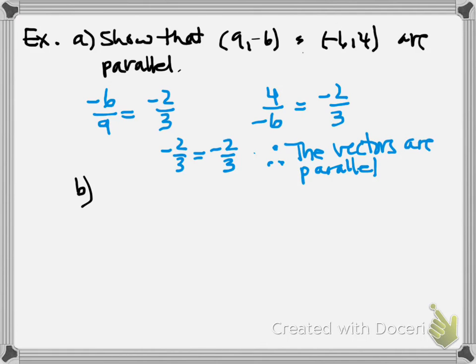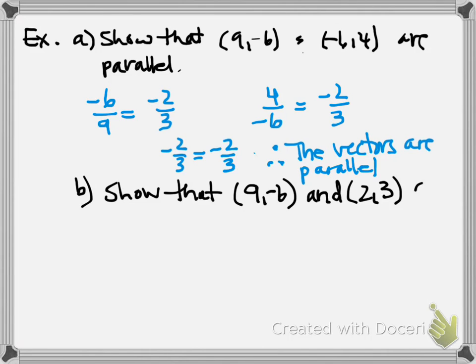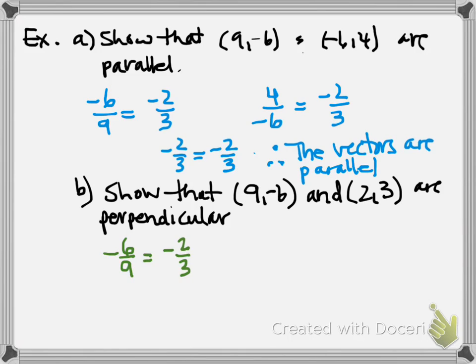Well, what if we want to show that these vectors, and we'll keep the 9, negative 6, but we're going to change the second vector to 2, 3, are perpendicular. So again, we do the slope. First one, negative 6 over 9, simplifies to negative 2 over 3. And then the second one, we have y's over x, we get 3 halves. So when I multiply negative 2/3 times 3 halves, I get negative 1. Therefore, the vectors are perpendicular.